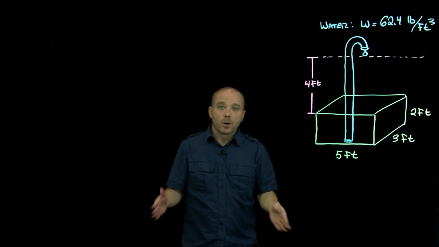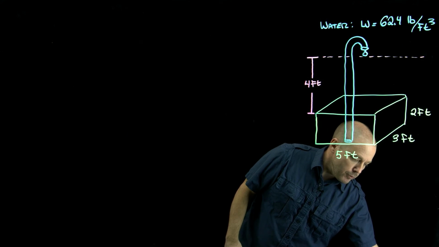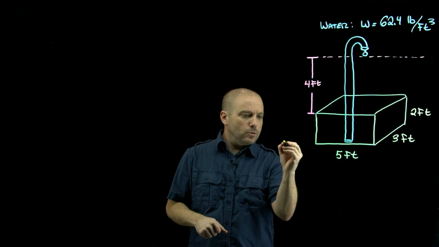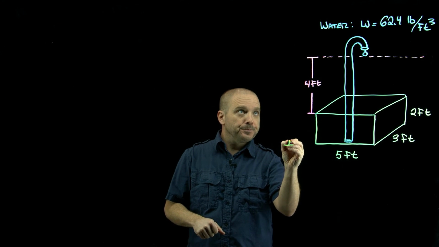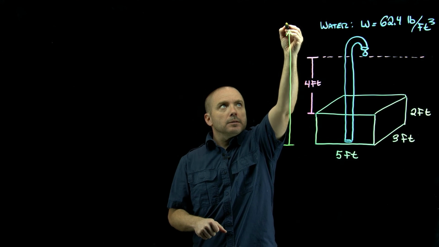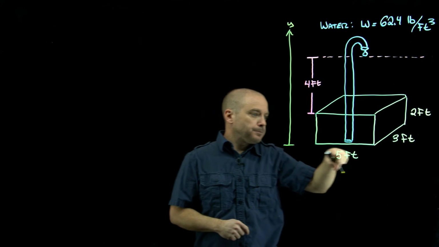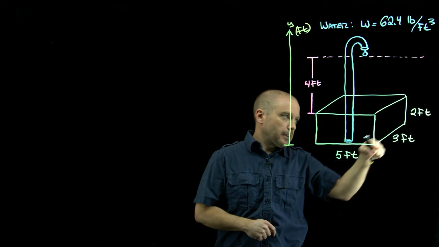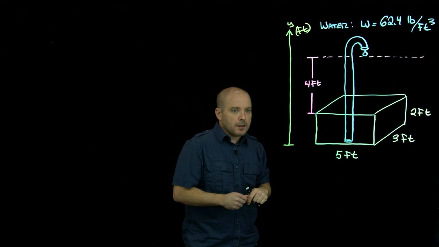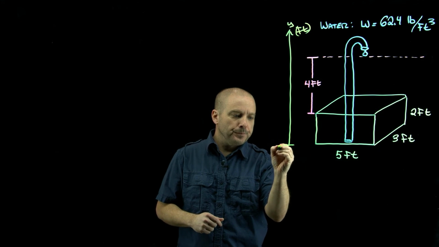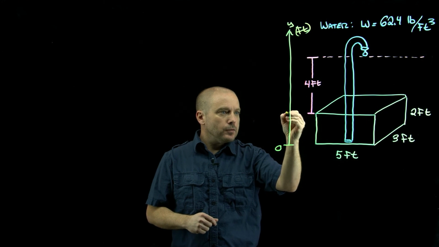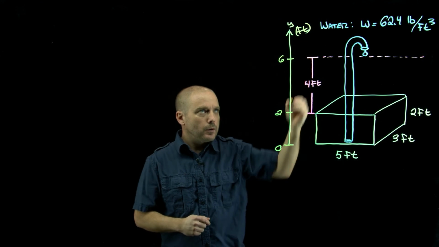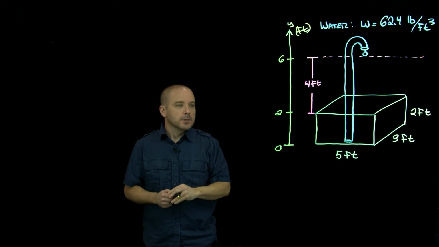So first of all, let's put a coordinate system on this, and we're free to set up that coordinate system however we like. I like to make the bottom 0. So this is going to be my y-axis measured in feet, just like the dimensions of my box. And so 0 here at the bottom. The box is 2 feet tall, so there's 2, and then another 4 feet to the surface, so that would be 6. Okay.